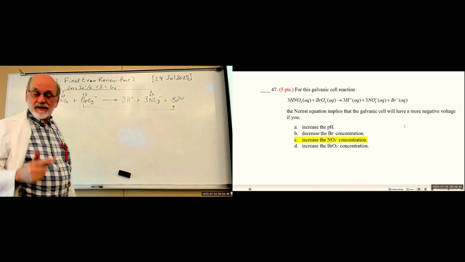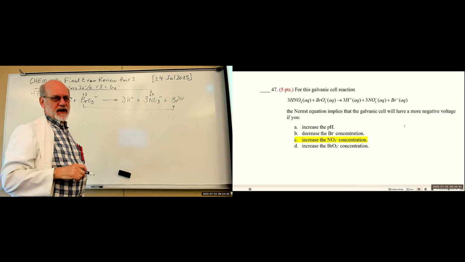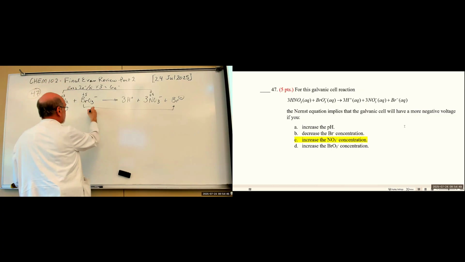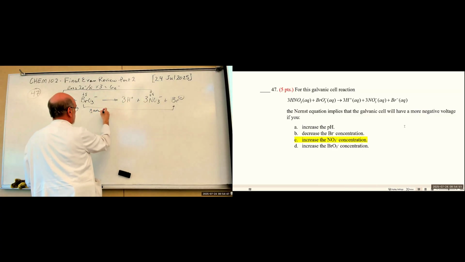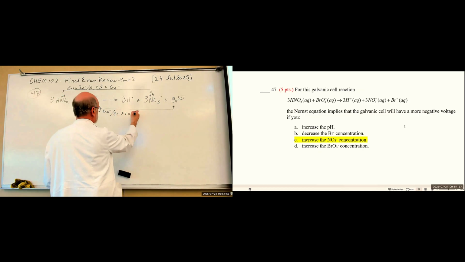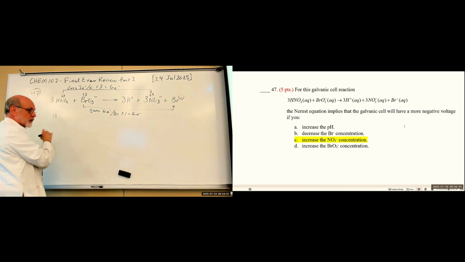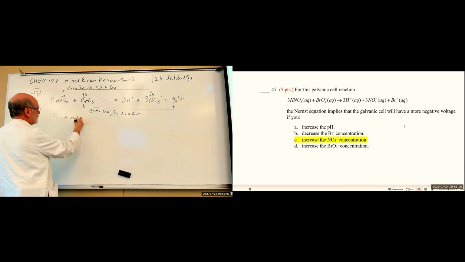How do you get there? Well, if you add 5, you get to 0. If you add 1 more, you get to a -1. So this is a gain of 6 electrons per bromine times 1 equals 6 electrons. So n for our Nernst equation is equal to 6 moles of electrons.